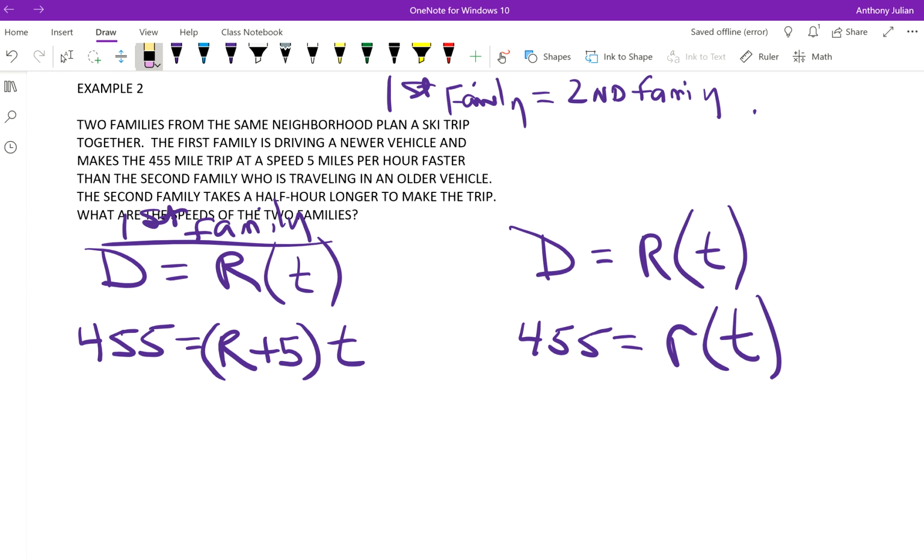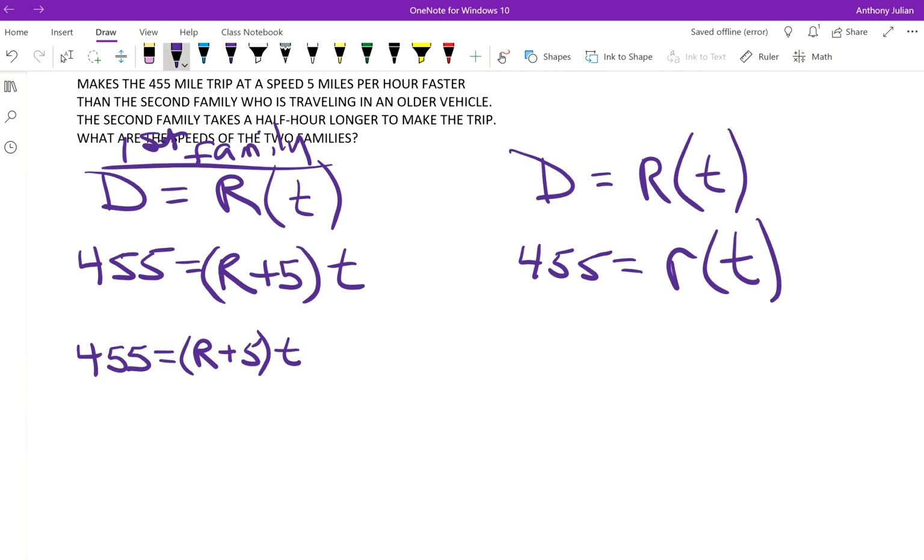So what I'm going to do here is I'm going to write this up as 455 equals r plus 5 times t. Okay, which I have up above. But before I do that, I want to solve for t. I want to get t by itself. And then I'll show you why, mathematically speaking.